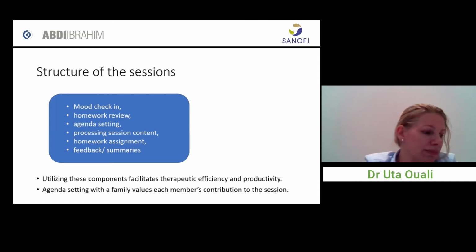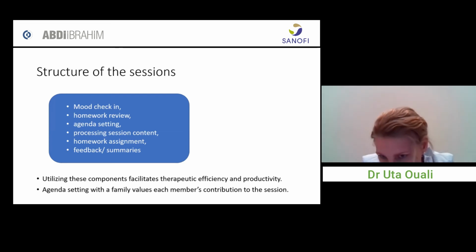Because, in comparison to individual therapy, where the therapist only attends to one person's reactions, thoughts or feelings, in CBFT the therapist must keep his eyes on each family member and also on the interaction. So structuring the session might help the therapist to be more efficient. Also, the agenda setting should be done in a way which values each family member's contribution to the session. They all have to be taken into account.